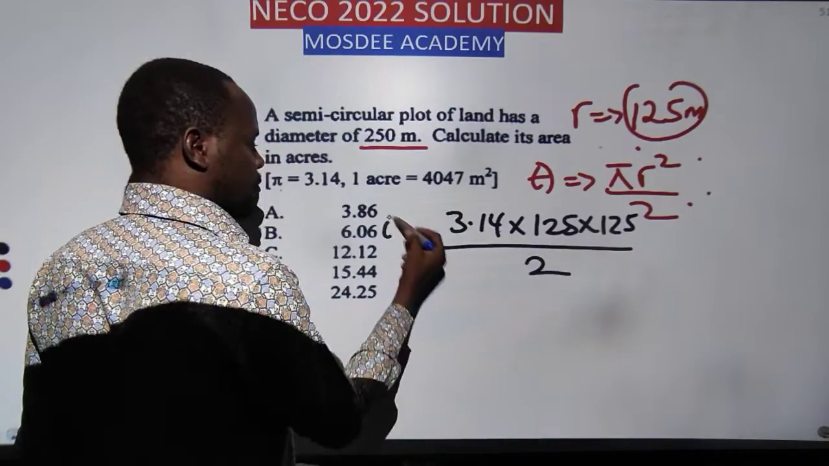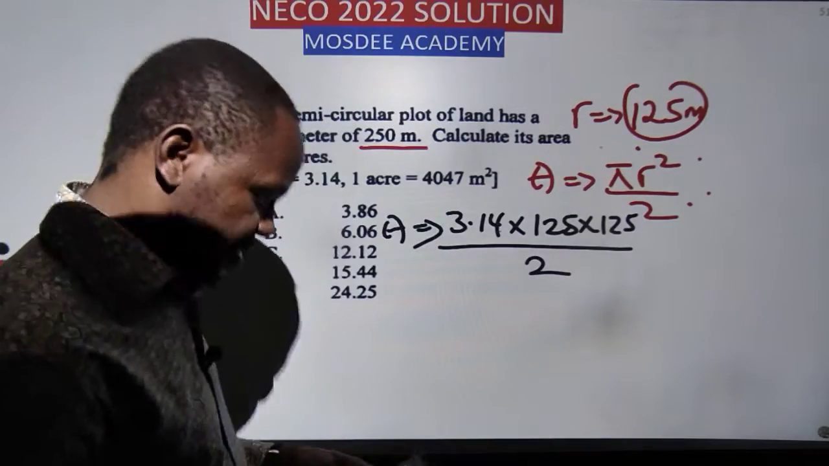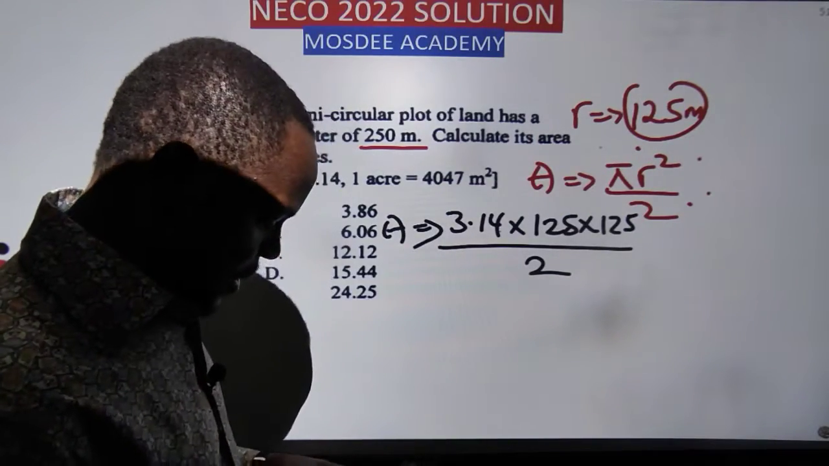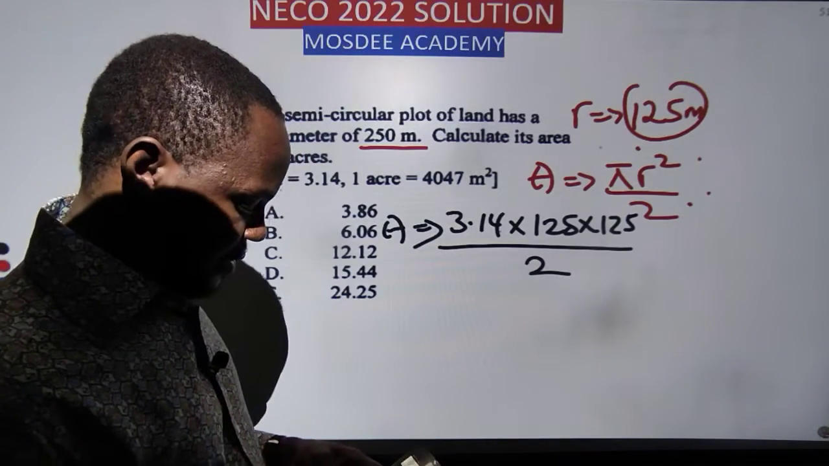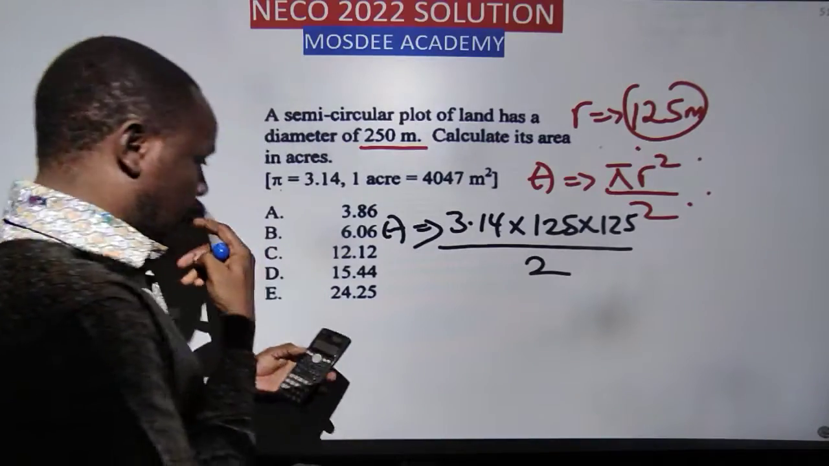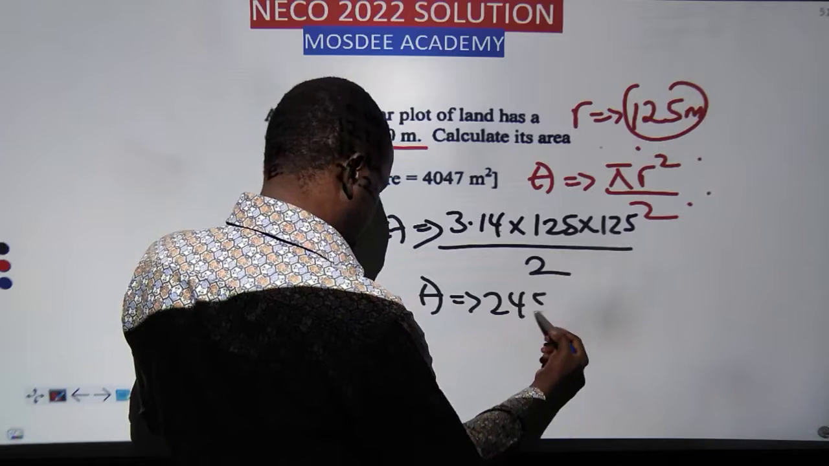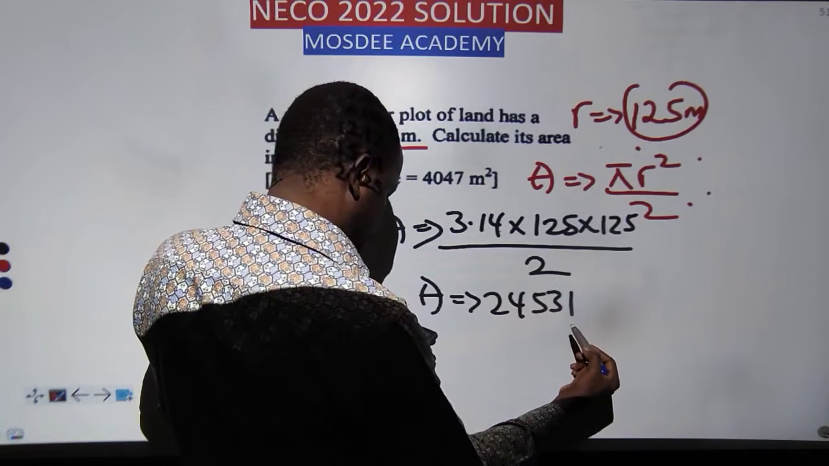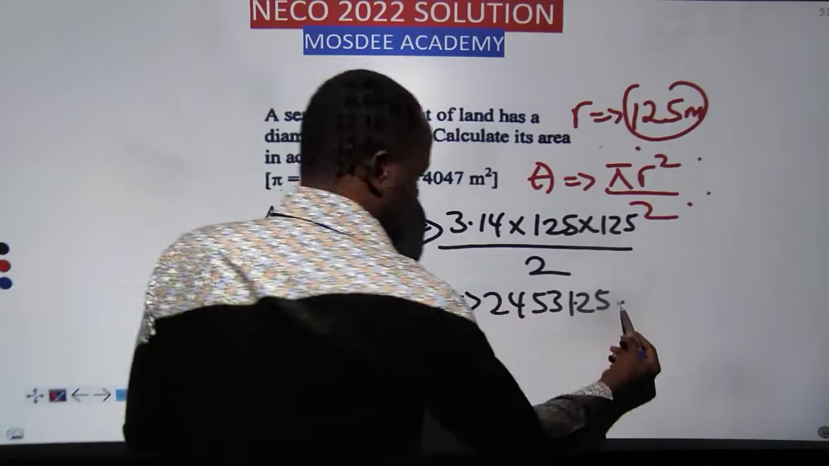I don't know when this one has come into physics. Area of land in physics. Neco and their ways of setting questions. 3.14 times 125 times 125, and I'm dividing the answer by 2. I'm having 24,581. That's not the answer because we are converting. This is in meter square. You know that? 24,581. I don't know if it's 0.25. I mean, yes, this is meter square.